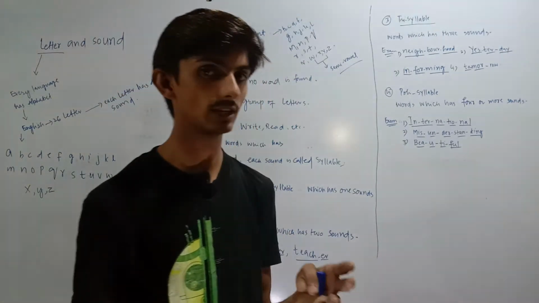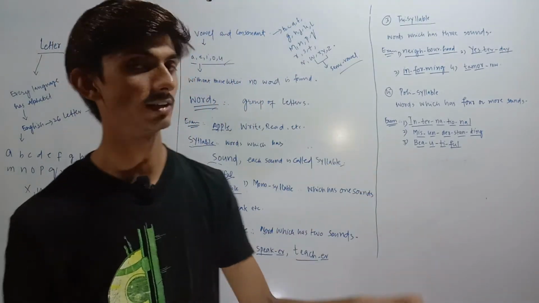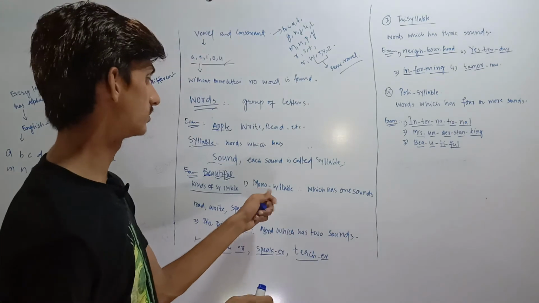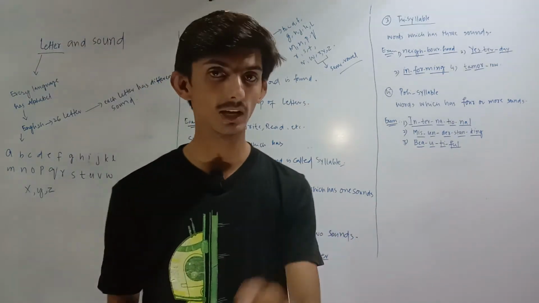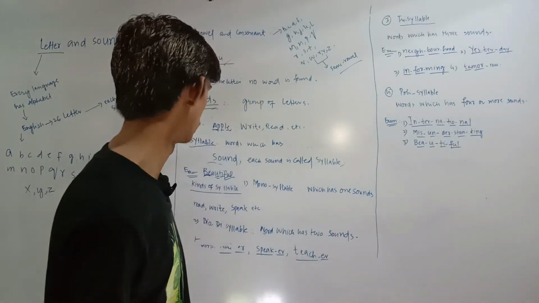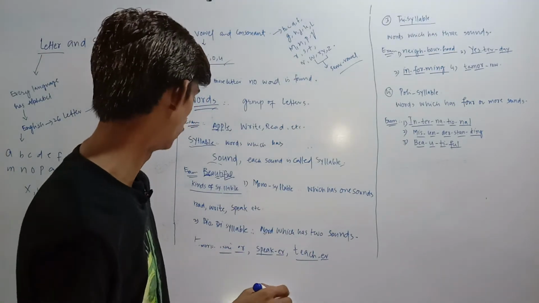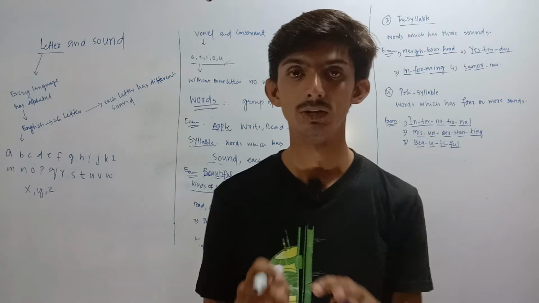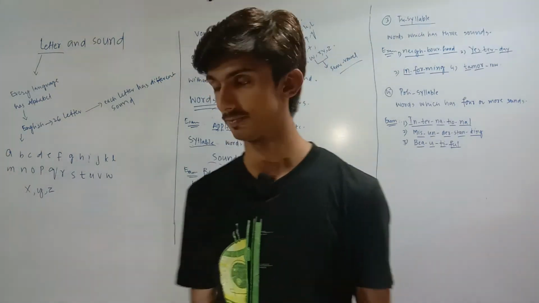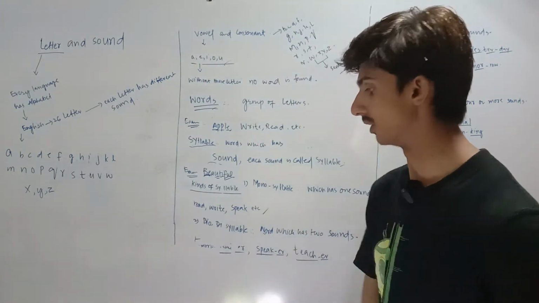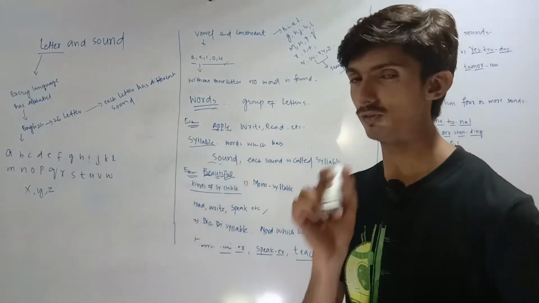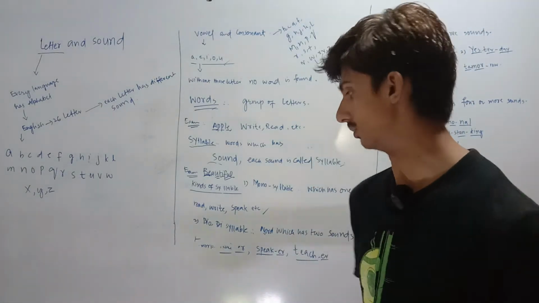How many kinds of syllable? There are 4 kinds of syllable. Number 1 is monosyllable, which has 1 sound, means only 1 sound is called a monosyllable. Now I am going to tell you examples of monosyllables: read, write, speak. These are examples of monosyllables. They have only one sound.